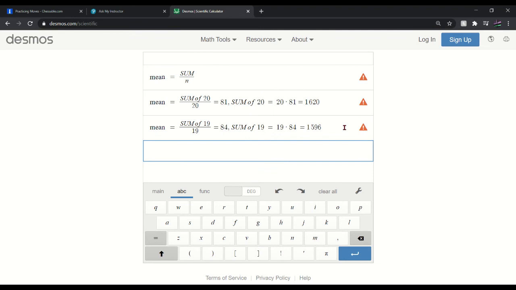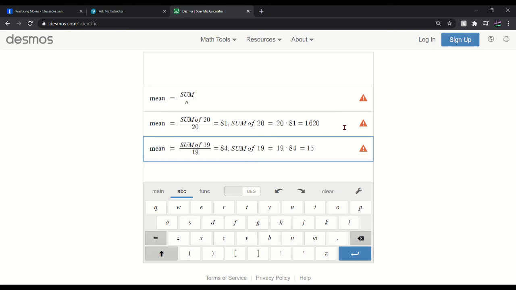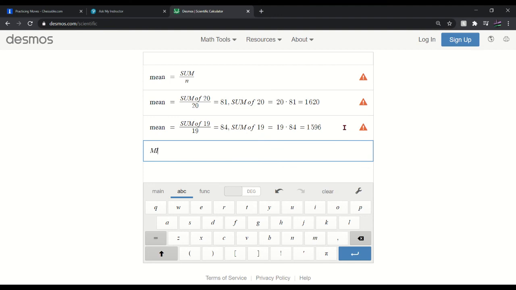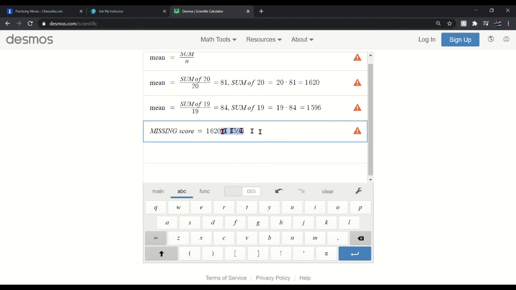Well, from that information, we just have to subtract, because you have the sum of all 20 students. If you subtract the sum of the 19 students, it gives us that missing student. So the missing score equals the sum of the 20 minus the sum of the 19, so 1620 minus 1596, which equals 24, and that is your answer, 24.